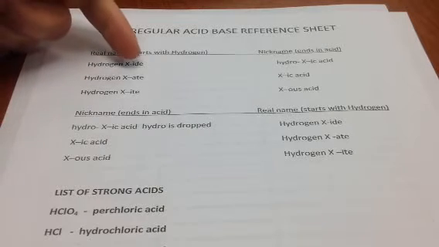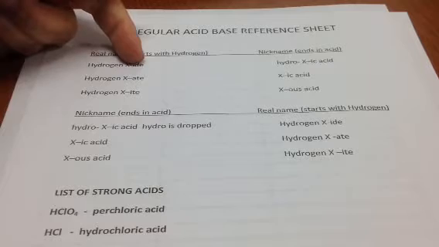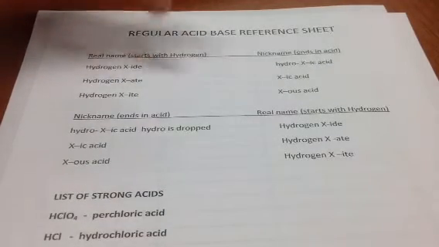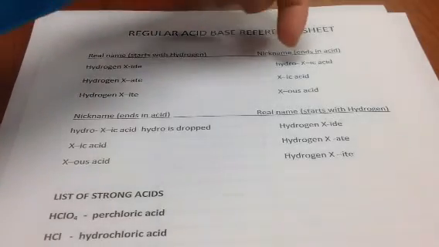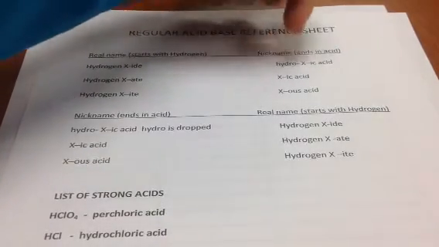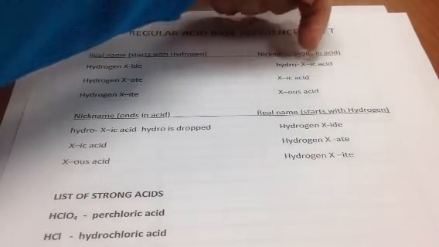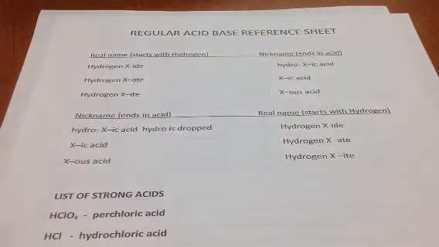When your anion ends in "ide," you are just two elements, hydrogen and whatever the element is that ends in "ide," and you become hydro, whatever the name of the element is, ic acid.